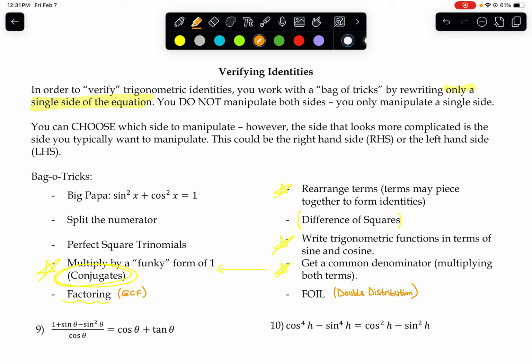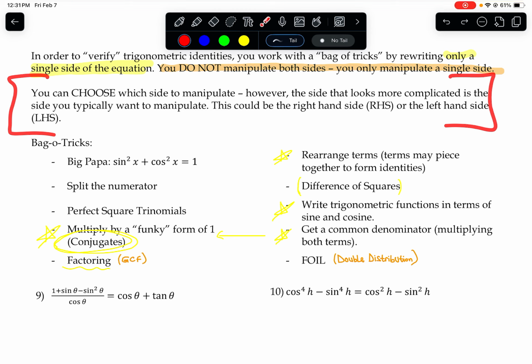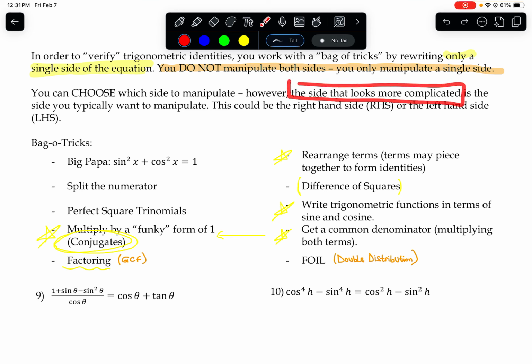You do not manipulate both sides, only a single side. That is crucial. If you're manipulating both sides, then you're just doing the most, because no. So it does not matter whether you choose the left-hand side or the right-hand side, so that's what this part down here is saying. I just recommend that you choose the side that looks more complicated. So look for the dumpster fire, essentially. Look for the one that looks like an abhorrent mess. That's what you want, ironically.